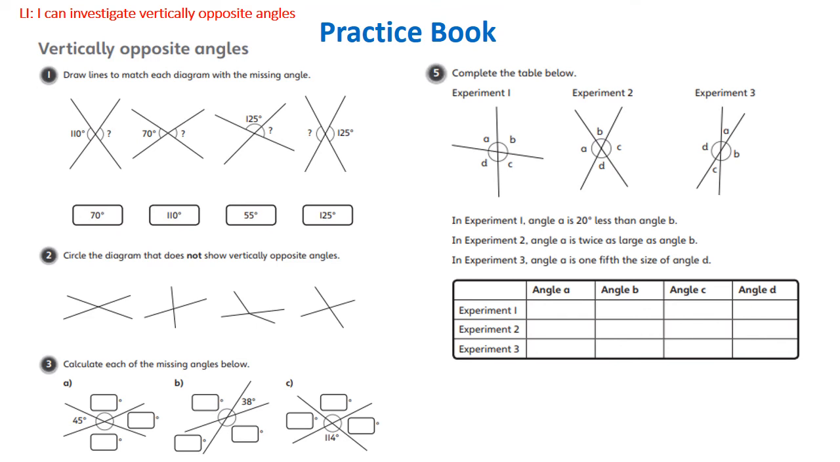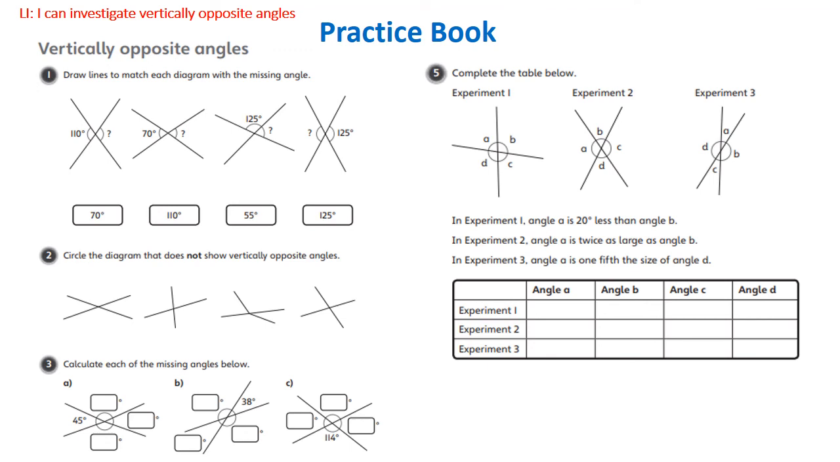On question 2, which diagram does not show vertically opposite angles? Do you remember that one that I've just showed you on the other page that I ringed the lines and said it wasn't a straight line? You're looking for one of those. On question 3, you're finding the missing angles. So you're using your vertically opposite angles are equal knowledge as well as angles on a straight line equal 180.